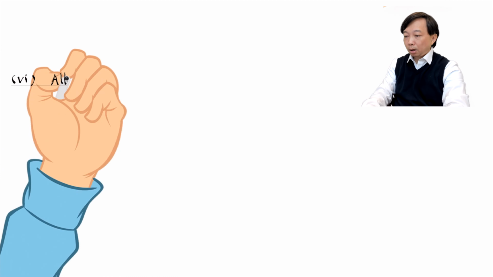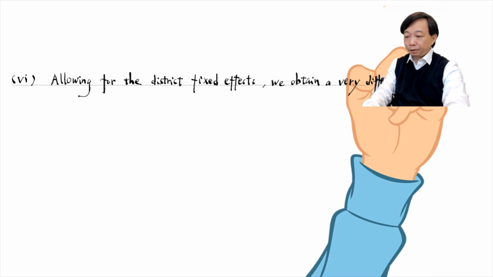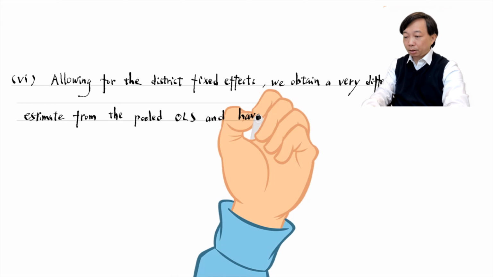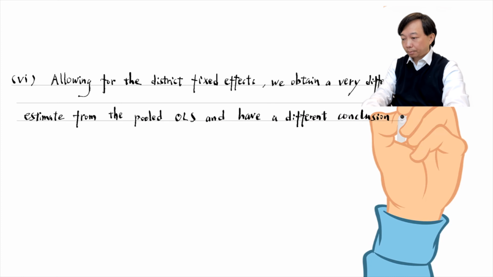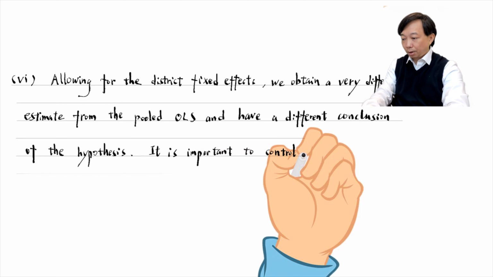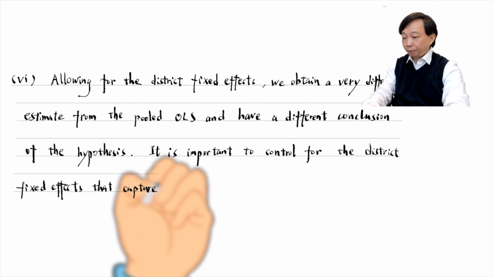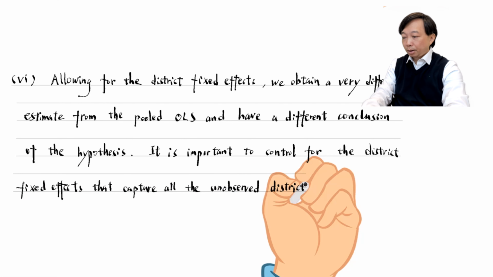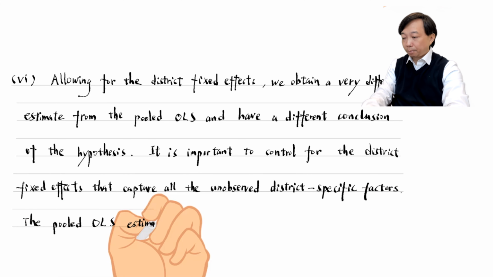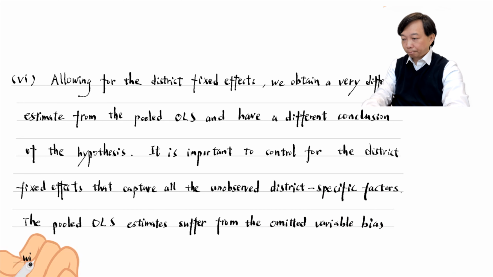We see that, allowing for the district fixed effects, we obtain a very different estimate from the OLS and have a different conclusion of the hypothesis. It is important to control for the district fixed effects that capture all the unobserved district-specific factors. The pooled OLS estimates suffer from the omitted variable bias without considering the district's common factors.